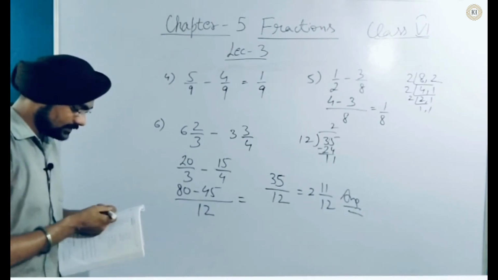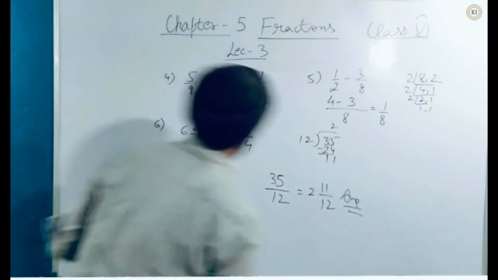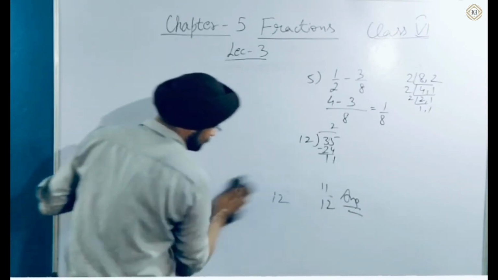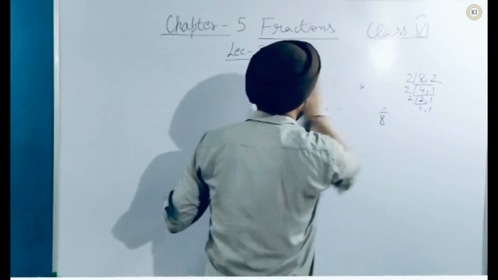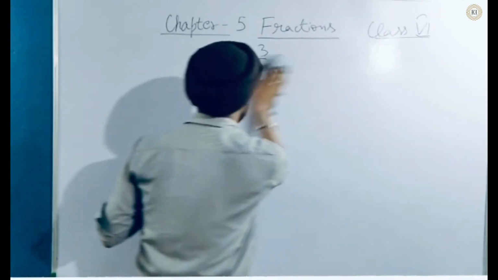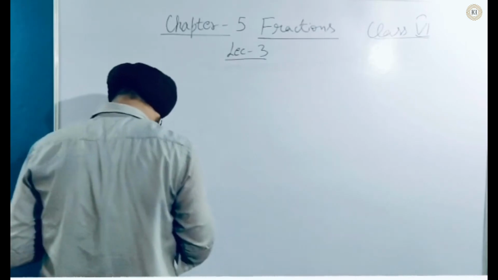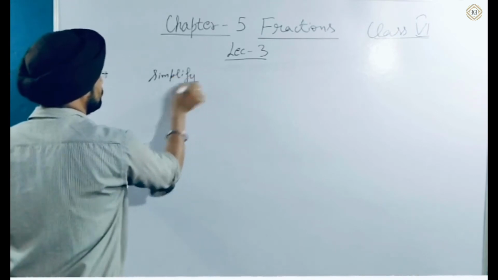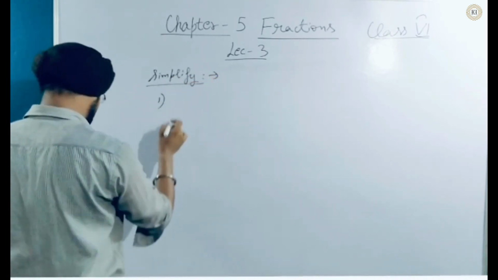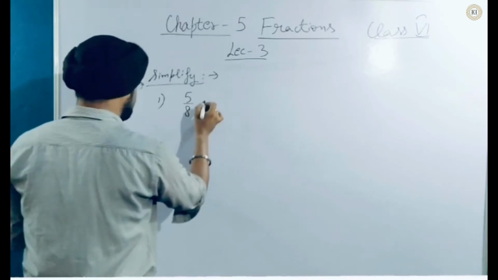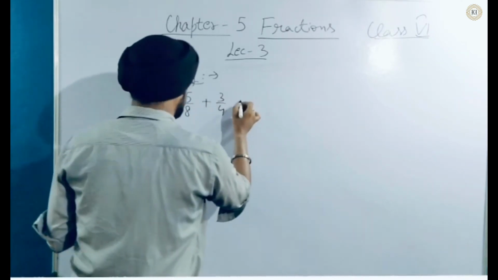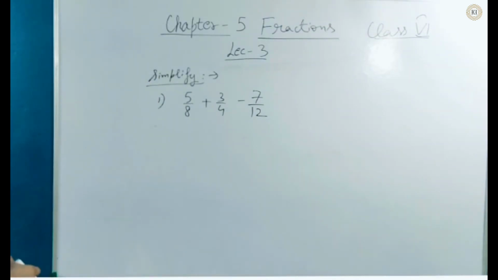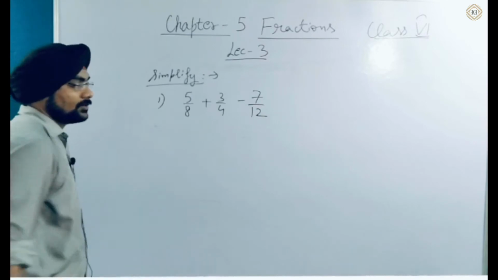Now let us discuss some more questions based on addition and subtraction. Now suppose you get the question here as simplify 5 by 8 plus 3 by 4 minus 7 by 12. Now you can see that there are some positive values and some negative values. So first of all we take out the LCM because all are unlike.